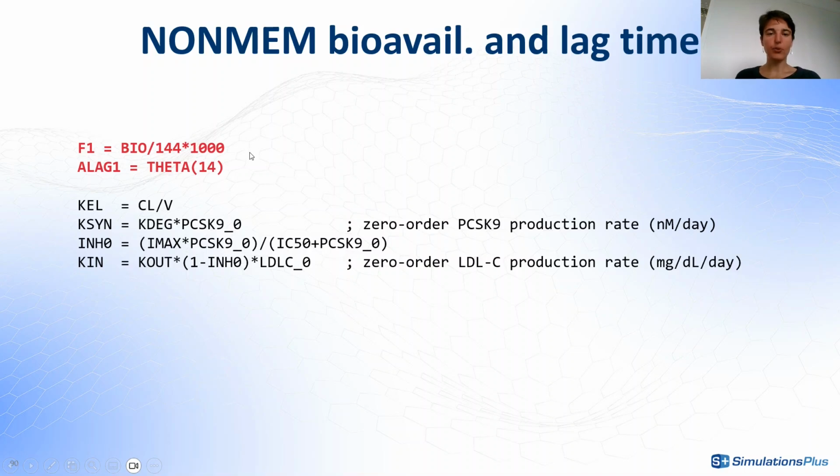Then what is also new in this model is that we are using a bioavailability and a lag time. And actually here F1 is going to be applied to the dose that arrives in compartment 1 with a bioavailability and a transformation for the units. And same for the lag time.